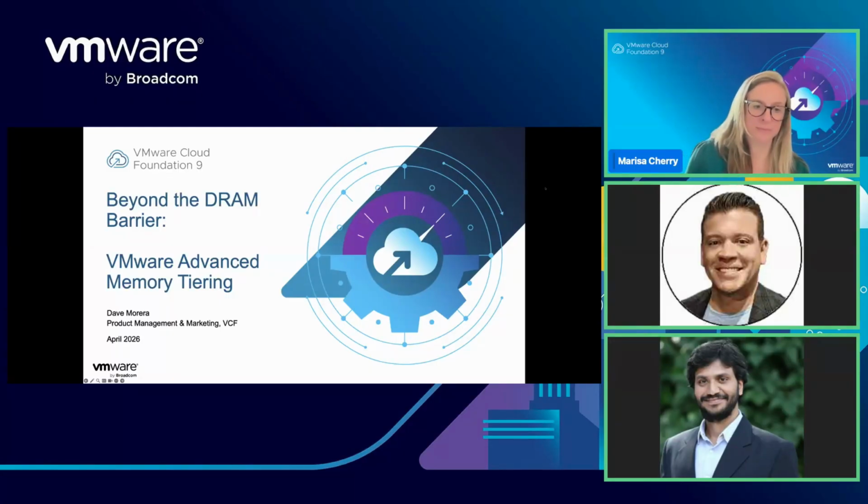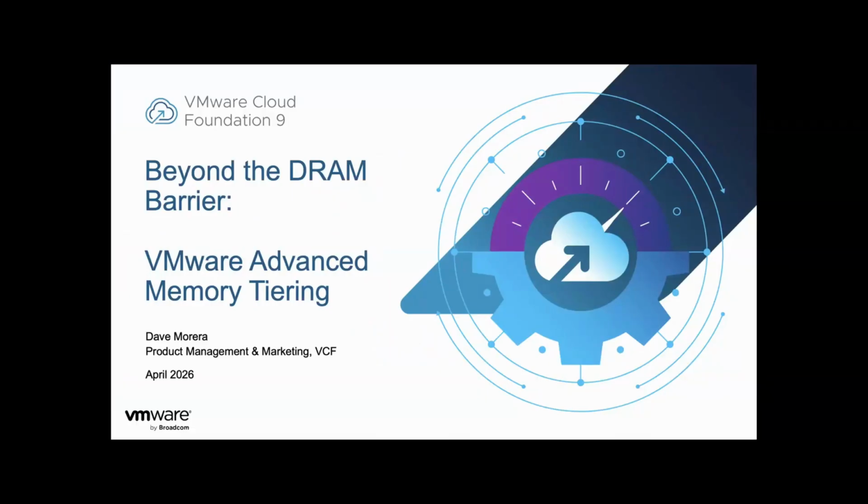All right, thanks, Marisa. Hello, everyone, and happy to be able to make it. Today we have a really important topic, very timely, I would say, based on everything that is happening with memory out there. So it's no surprise that memory prices are increasing, and we do have a solution for that with VMware Cloud Foundation 9. It's a new feature, something breakthrough, just like vMotion and HA were a couple of decades ago: VMware Advanced Memory Tiering with NVMe.